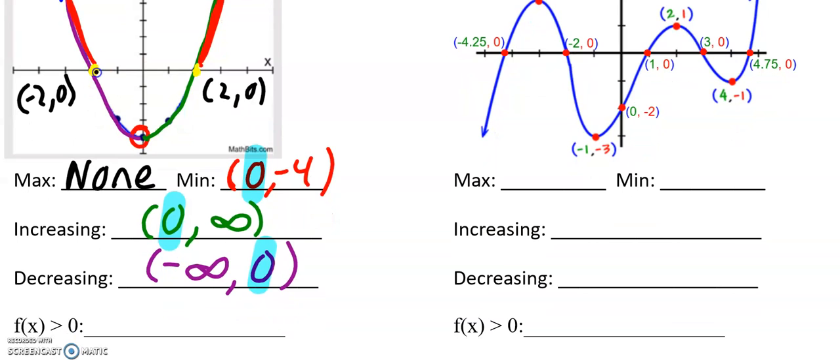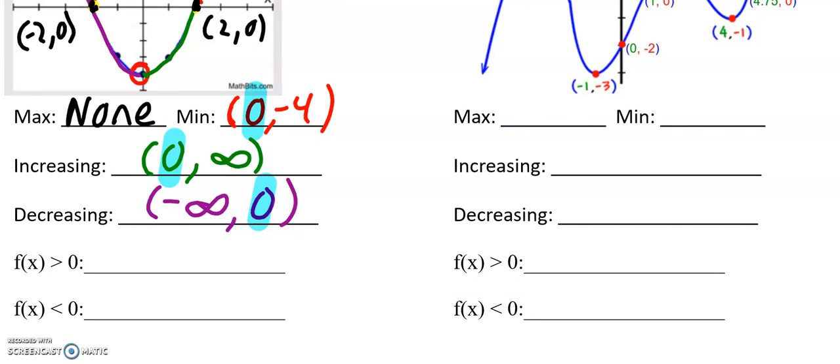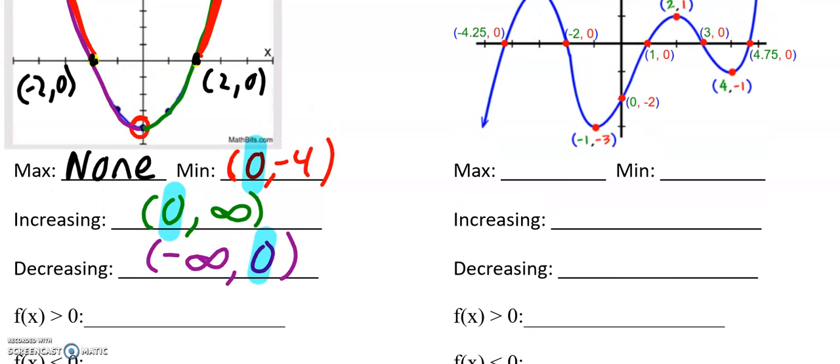I'm pointing that out because that is going to be where the intervals change. So f of x is greater than 0 from negative infinity to -2, and from 2 to infinity. F of x is less than 0 here.